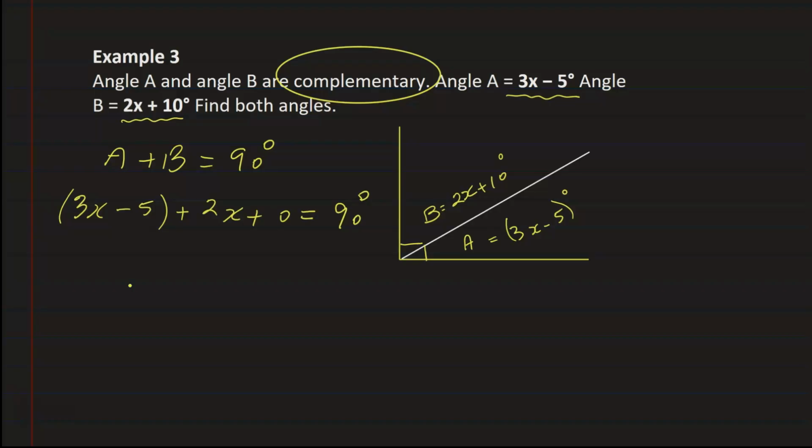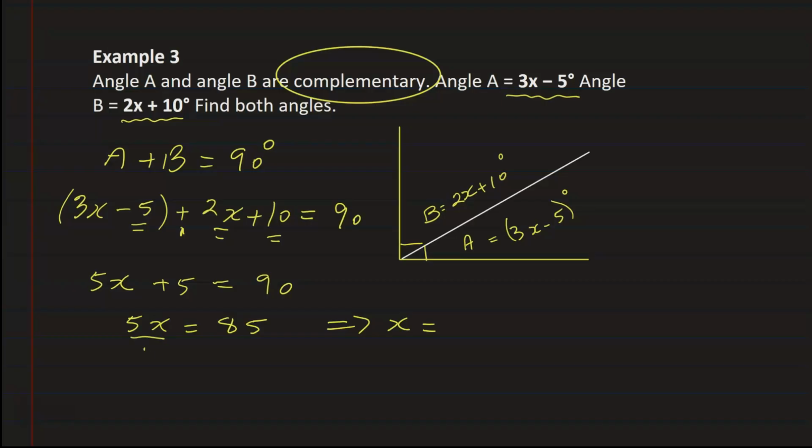And when you do this, you simply have to add and collect like terms, 2 and 3, because it's addition in the middle. So 3 plus 2, that's 5x. And then negative 5 plus 10, that is plus 5. Set that equal to 90. And then collect like terms, 5x equals 85. All right. And then once you do this, divide both sides by 5, and you will get 17. So x is 17.